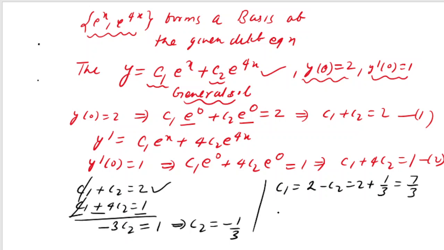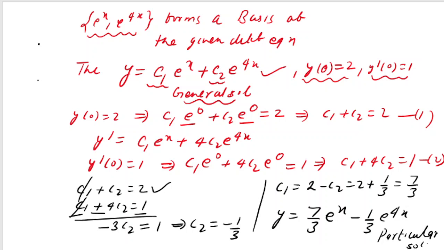So the solution will become y equals 7 by 3 e to the power x minus 1 by 3 e to the power 4x. So this is the solution of the initial value problem, and this is also called the particular solution, because we can obtain it with the help of the general solution by using the condition that they have provided us, right? So this is the solution of this question. I hope there is no doubt in it.